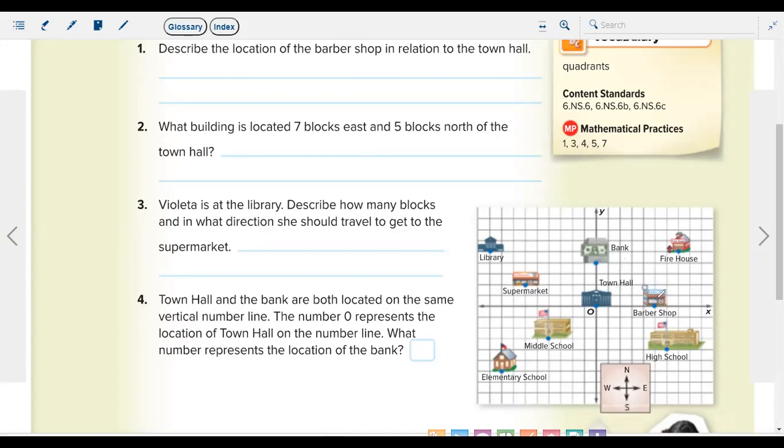So the barber shop is located east. East means to the right, to the right of the town hall. How many blocks? 1, 2, 3, 4, 5. So we can say 5 blocks east.